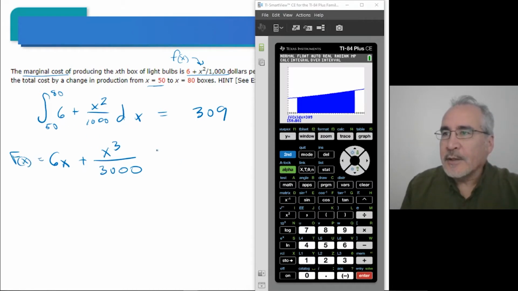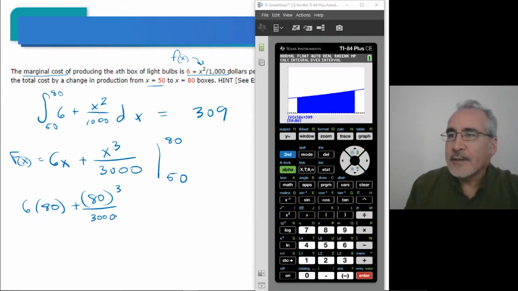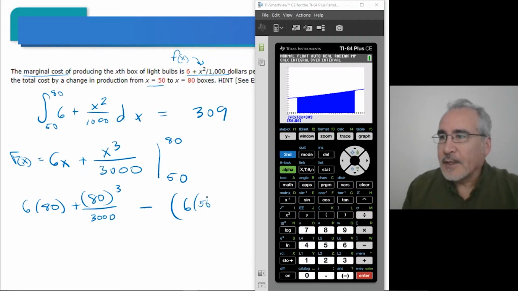And again, what we're going to do is we want to integrate this. We didn't have to do any u substitution. We want to integrate this from the limits of 50 to 80. So let's just see if we get the same thing. So we get 6 times 80 plus 80 cubed over 3,000 minus, same thing, 6 times 50 plus 50 cubed over 3,000.